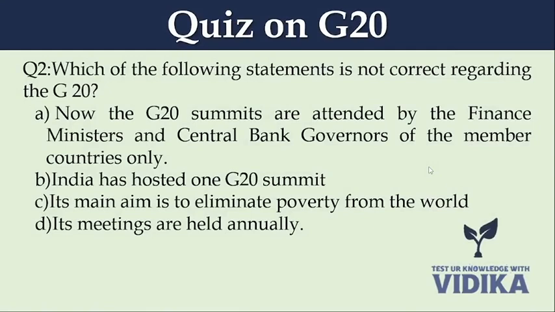Which of the following statements is not correct regarding the G20? Option A. The G20 summits are attended by the finance ministers and central bank governors of the member countries only. Option B. India has hosted one G20 summit. Option C. Its main aim is to eliminate poverty from the world. Option D. Its meetings are held annually.